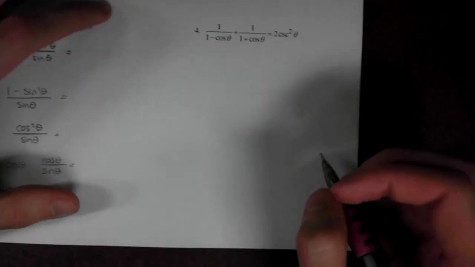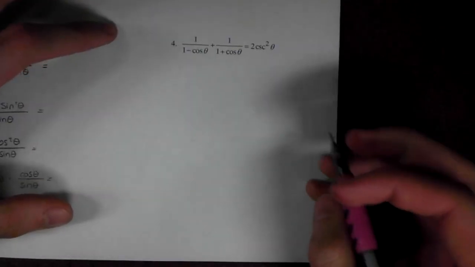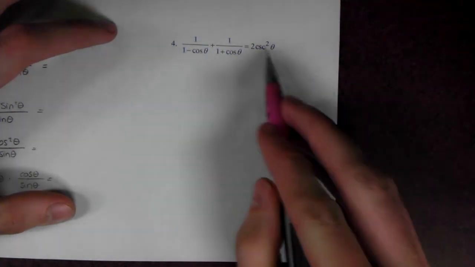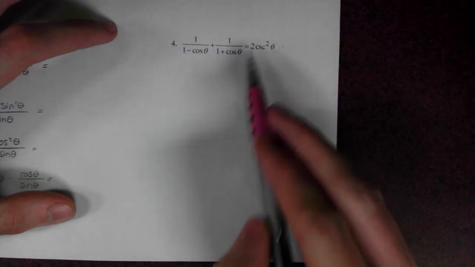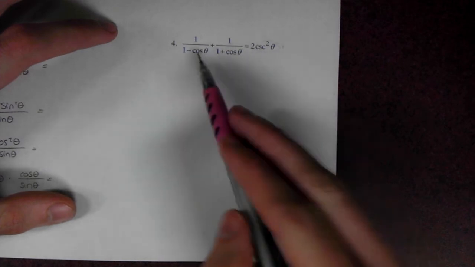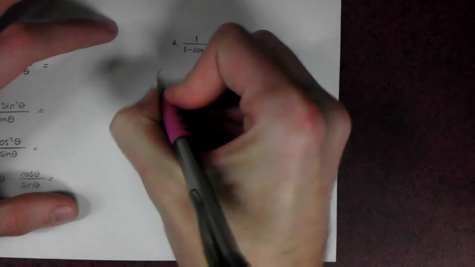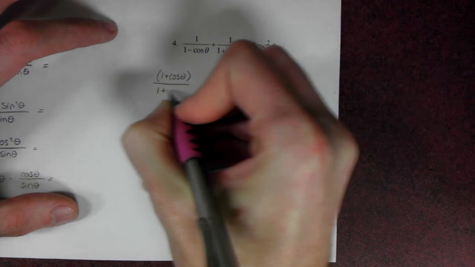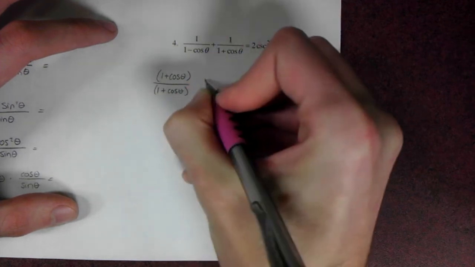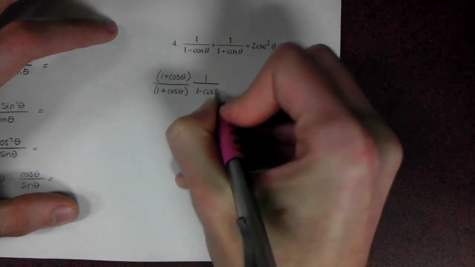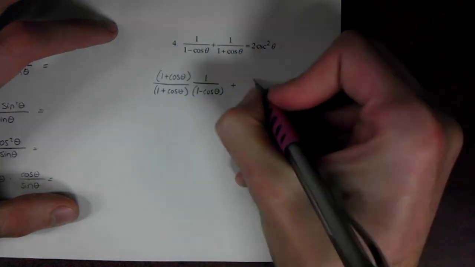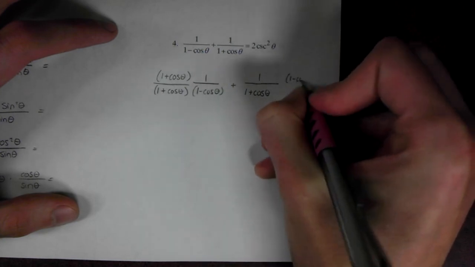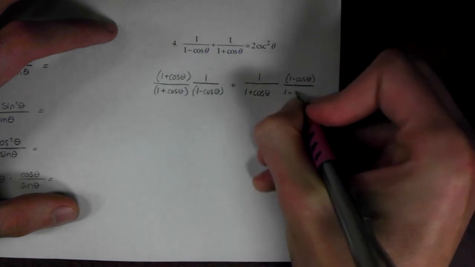So, all right, one last problem here, number 4. Notice again I have 2 terms and I have 1 term, so I'm probably going to want to try to get a common denominator here so I can add these fractions together. So on the left side I'm going to multiply by 1 plus cosine over 1 plus cosine. And on the right side I'm going to multiply by 1 minus cosine over 1 minus cosine.